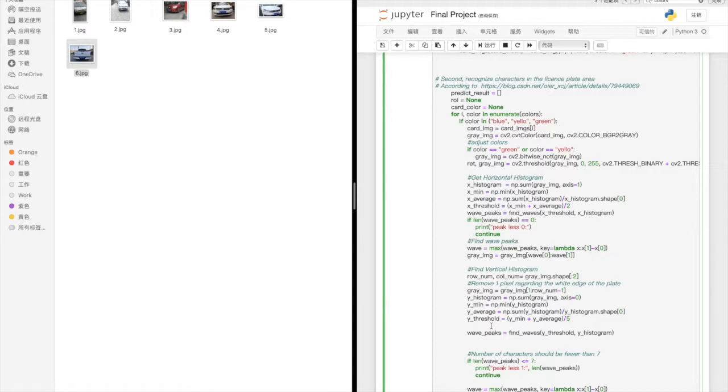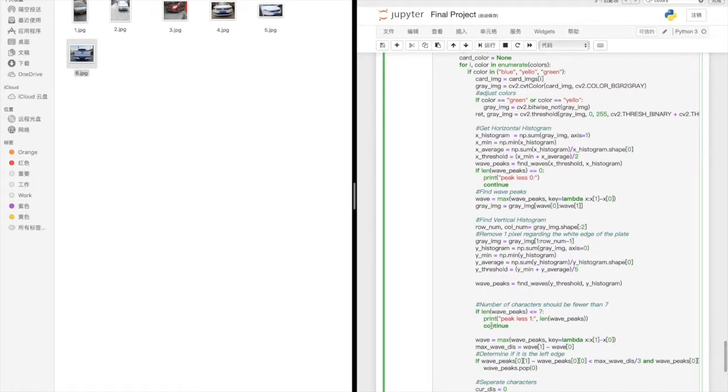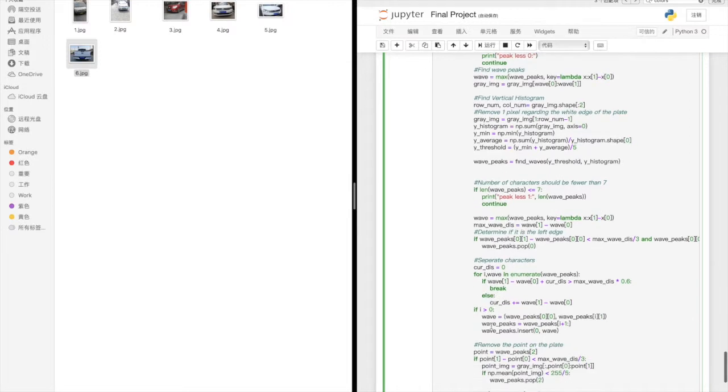vertically. Then we find the vertical histogram of the rectangle area to find the upper and lower edge of the license plate. Then we could get several small areas which include just one character. And we check if the number of those characters is fewer than 7, since the maximum character number of a Chinese license plate is usually 6 or 7.